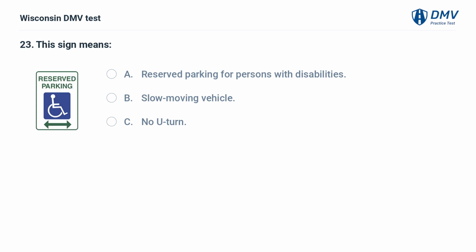This sign means: A. Reserved parking for persons with disabilities. B. Slow-moving vehicle. C. No U-turn.